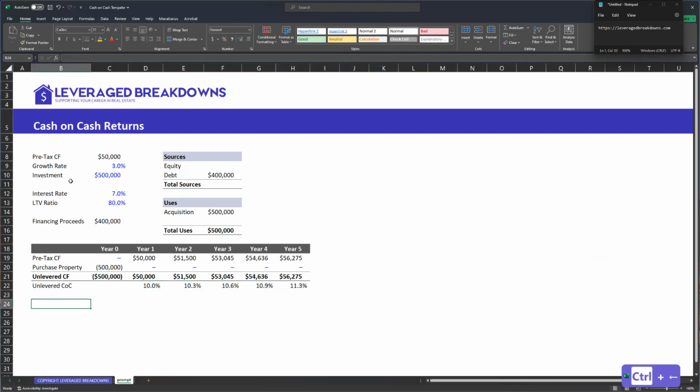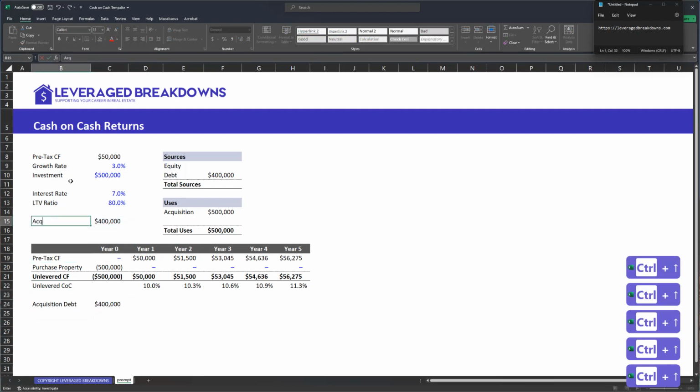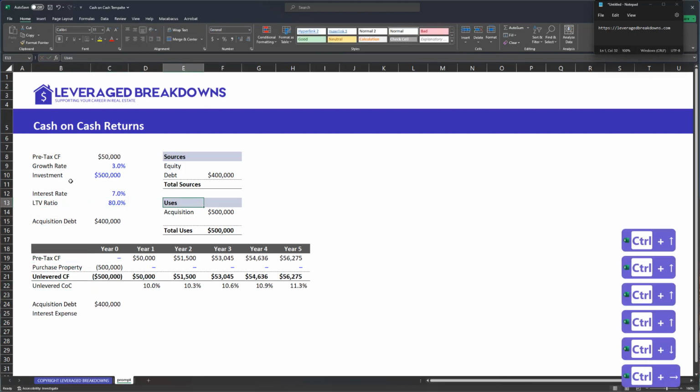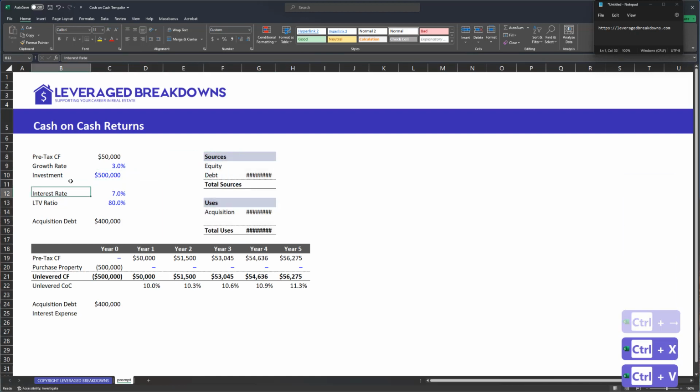So let's call it acquisition debt. We're going to link to it here, rename that. Now, of course, debt is never free. We need to have interest expense. So what I'm actually going to do, I like doing this, is putting these things next to each other as percents and dollars.